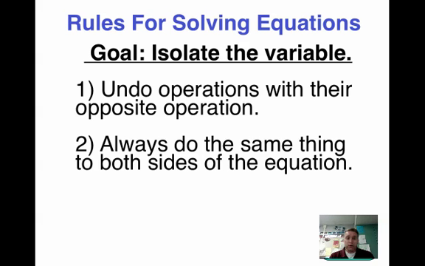Remember, just kind of review here, we undo operations with their opposite operation. So if they're adding, we subtract. If they're subtracting, we add, and so on. Two, always do the same thing to both sides of the equation. Remember, you got to keep your equation balanced throughout the whole thing. So if you do something to one side that wasn't there before, you got to do it to the other side.